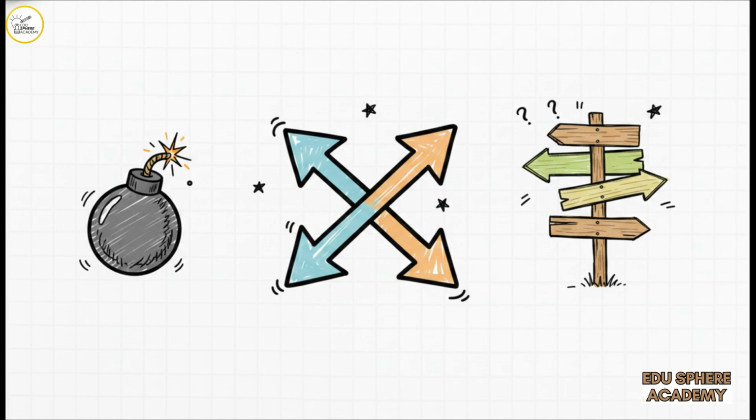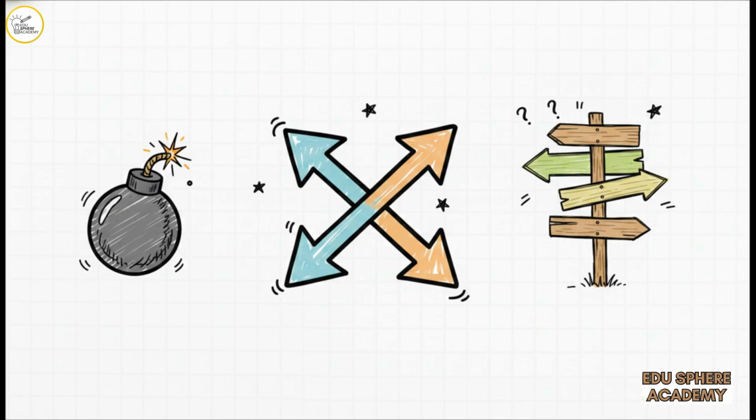Trap number 1, BIDMAS errors. If your geometric formula asks for 4 times 5 to the power of 3, you absolutely must apply the power first. 5 cubed is 125, and then you multiply by 4. If you accidentally calculate 4 times 5 to get 20 and then cube it, you'll get an insanely wrong answer.